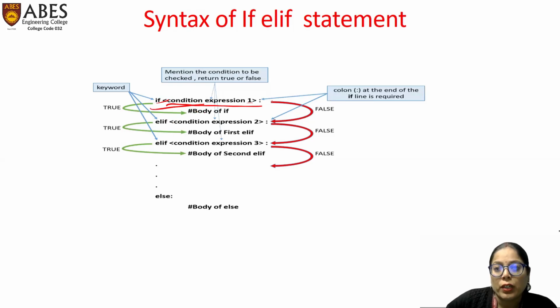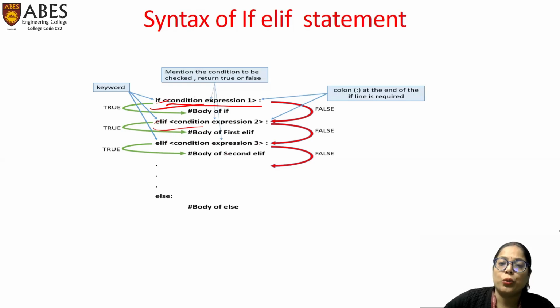Now, what happens if the condition is false? It will go to the next elif statement. Again, it will check whether the condition is true. If the condition is true, this part will be executed. If the condition is false, then the next elif will be executed. The same thing is repeated depending on your scenario. So basically, you can see what is happening here. If the condition is true, the body of that part is executed. If the condition is false, the next elif is checked.